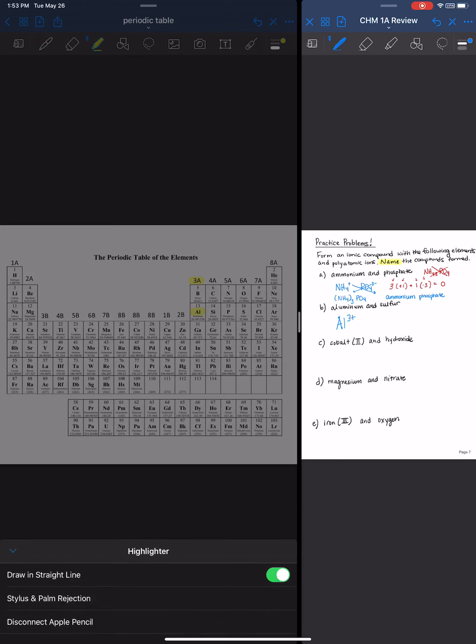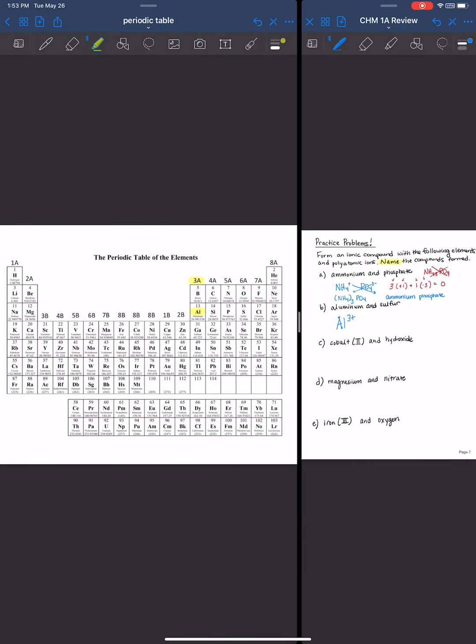And we also have sulfur, which is in group 6A, which means it has what type of charge? It has a 2 negative, right? Fantastic. And if we did the crisscross rule, how many aluminums would we have? We would have 2, good. And sulfur? 3, excellent, right? So Al2S3.